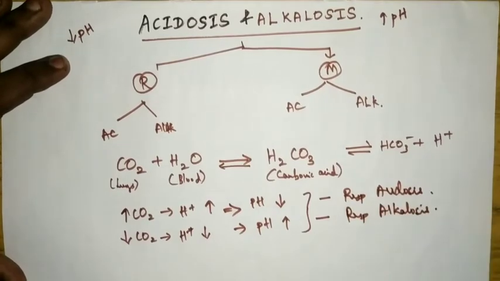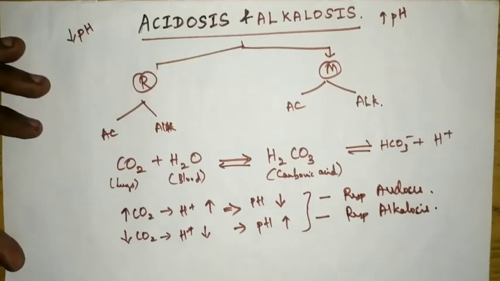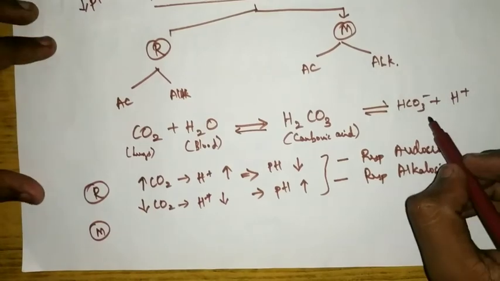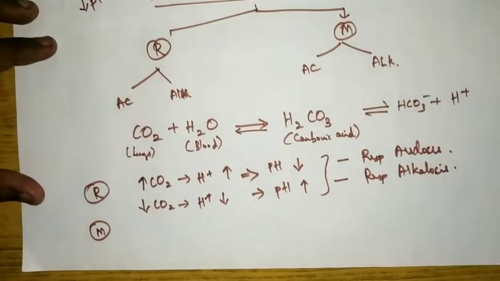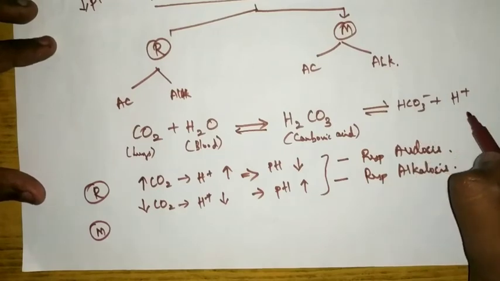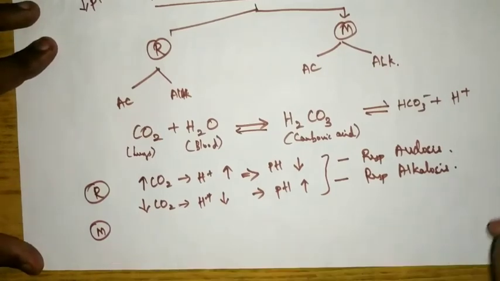To be simple, let us not go into the depths of it. So next comes metabolic acidosis and alkalosis. We will focus on this part here. This is the bicarbonate and the H plus ion. So any disturbance on the right side of the equation will cause metabolic effects. Okay, this is the simple rule to remember.